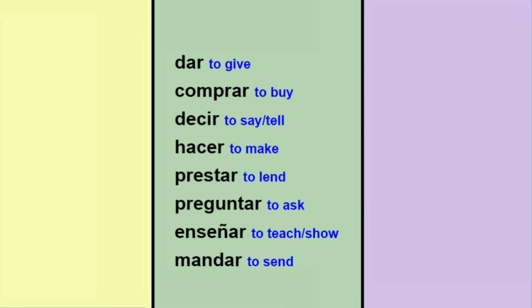Next we have decir. Decir is to say or to tell. It means both things. I mean, say and tell are very similar anyway. Decir is to say or to tell. How would you say to tell you? To tell you, it could be like to tell you the truth. Decirte. Decirte, to tell you.